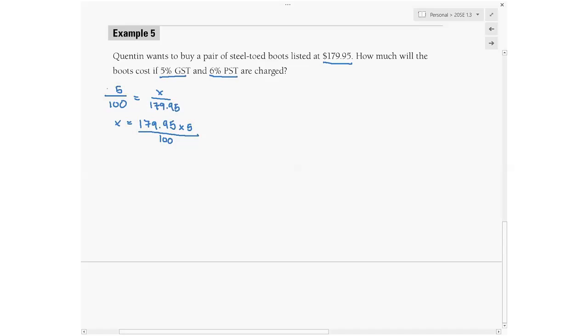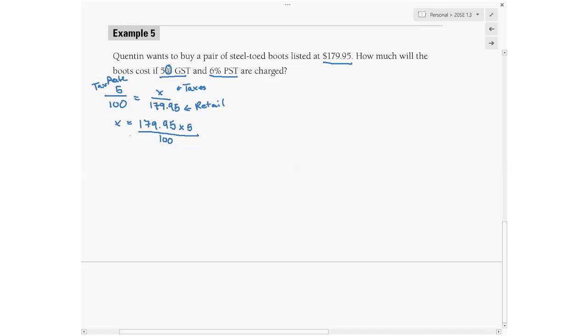Okay, this is always going to be your tax rate over 100, so the tax rate over 100, that's always going to be the same. That 100 always there because it's percent, right? This percent means out of 100. And this is going to be the taxes over, and this is your retail cost. Okay, so let's see what this is.